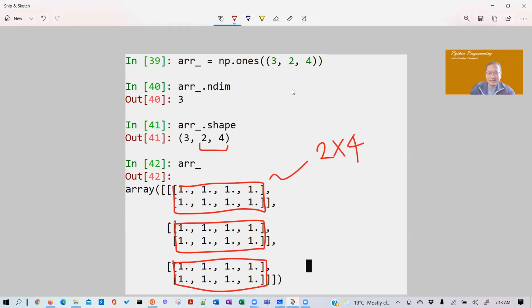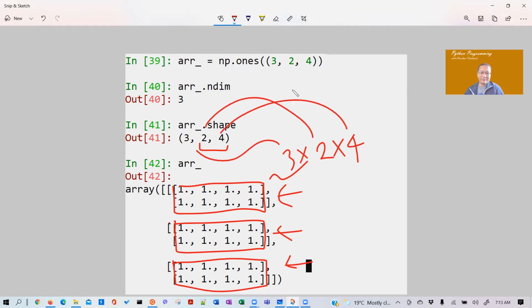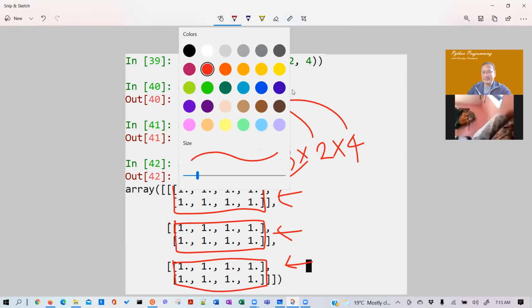Right, 2 by 4. How many of these are there? There are three. There's one here, one here, and one here, so there are three like this. That's what it means. So it's 3 by 2 by 4. Okay, so that's how it works. Did you understand? So there are three of the 2 by 4. So if you draw a picture, something like this.